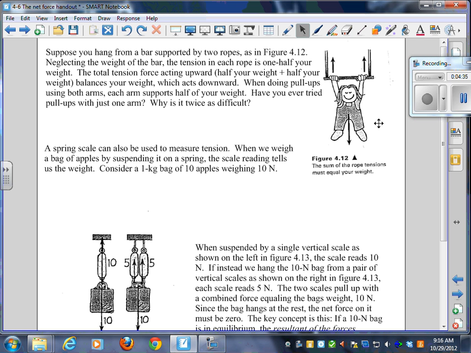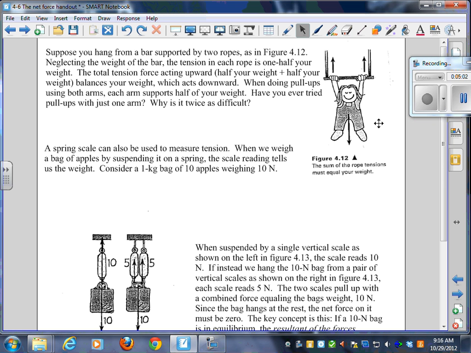A spring scale can also be used to measure tension. When we weigh a bag of apples by suspending it on a spring, the scale reading tells us the weight. Consider a 1 kilogram bag of 10 apples weighing 10 newtons. It's really 9.8, I guess, right? When suspended by a single vertical scale, as shown on the left in figure 4.13, the scale reads 10 newtons. If instead we hang the 10 newton bag from a pair of vertical scales, as shown on the right in figure 4.13, each scale will only read 5 newtons.